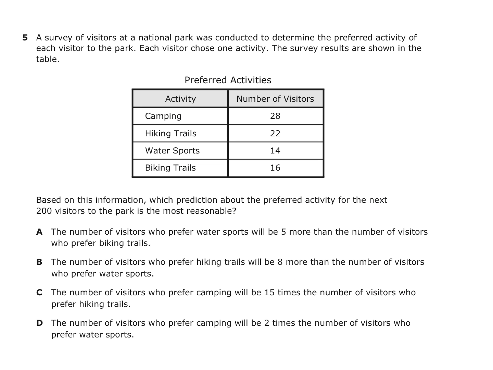Okay, so number 5, we have a survey of visitors at a national park was conducted to determine the preferred activity of each visitor to the park. Each visitor chose one activity. The survey results were shown in the table. So camping, there's 28, hiking 22, water sports 14, and biking trails is 16. Based on this information, which prediction about the preferred activity for the next 200 visitors to the park is most reasonable?